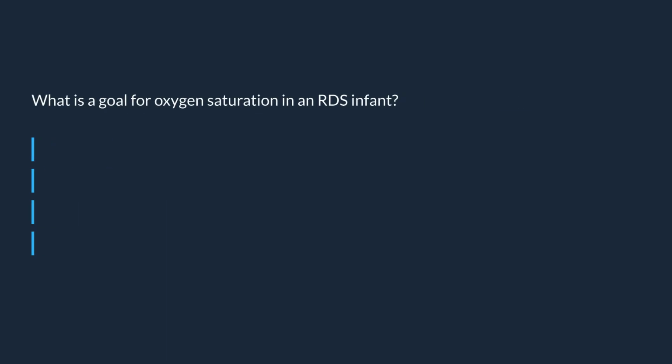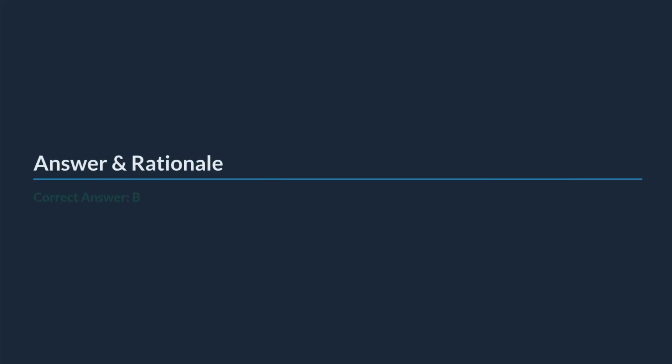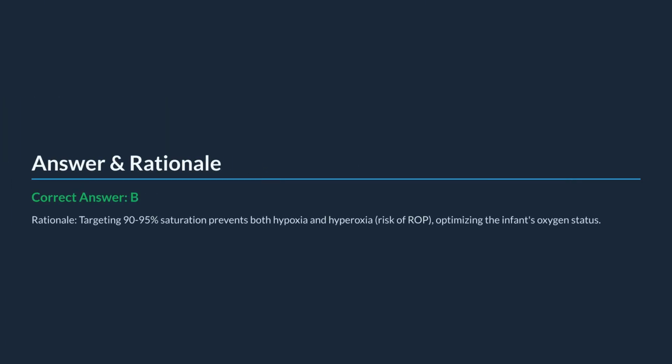What is a goal for oxygen saturation in an RDS infant? Is it 80 to 85%, 90 to 95%, 98 to 100%, or 70 to 75%? The correct answer is B. Targeting 90 to 95% saturation prevents both hypoxia and hyperoxia, reducing the risk of retinopathy of prematurity.